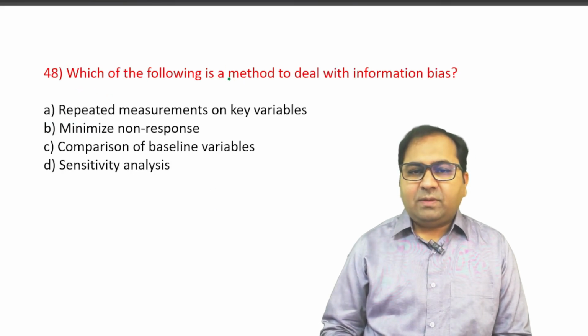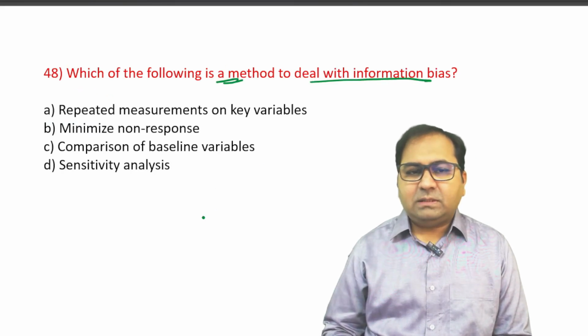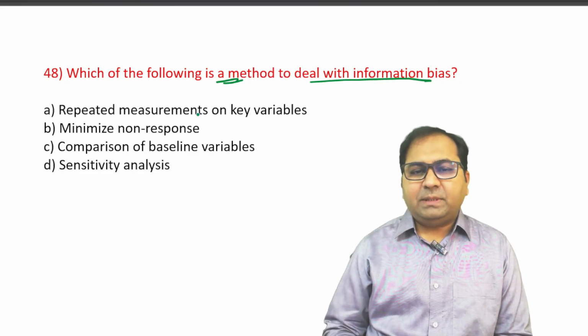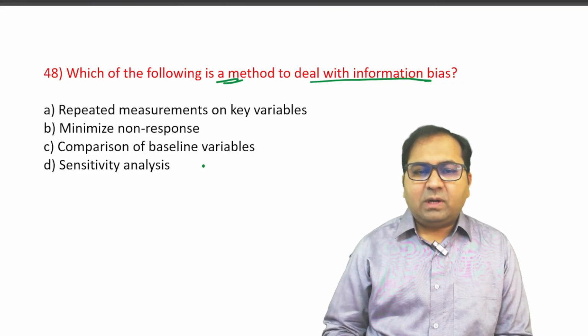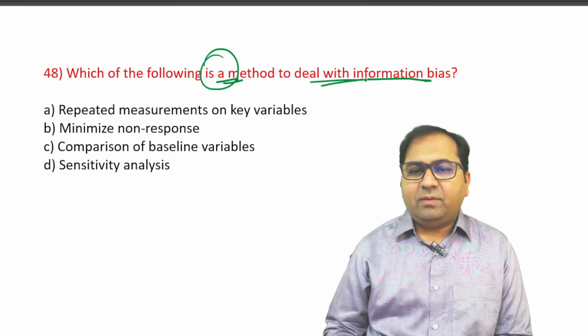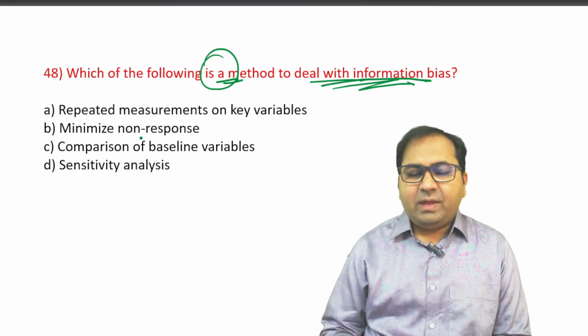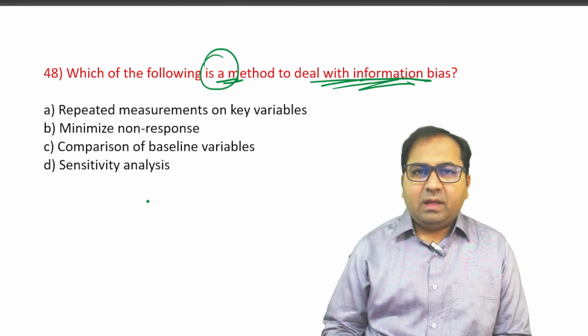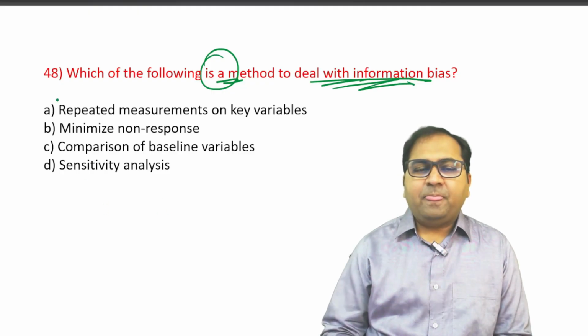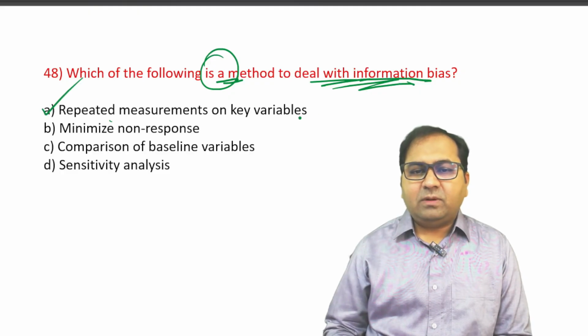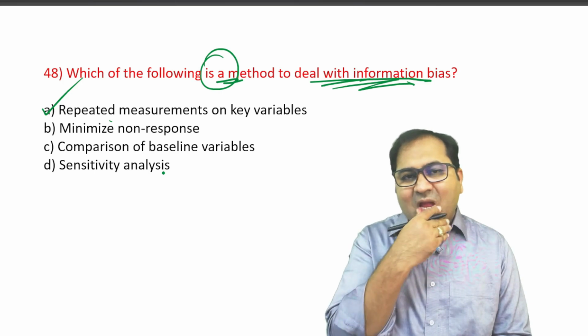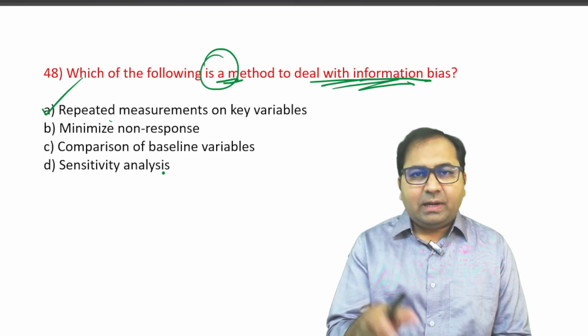Next question. Which of the following is a method to deal with information bias? Options are A, repeated measurements on key variables, B, minimize non-response, C, comparison of the baseline variables, or D, sensitivity analysis. We have already discussed this in detail. There were around 7 steps. Among the options given, the answer is A, repeated measurements on key variables is a method to deal with information bias. Please go to the previous questions and follow for information bias, you will get the answer there.